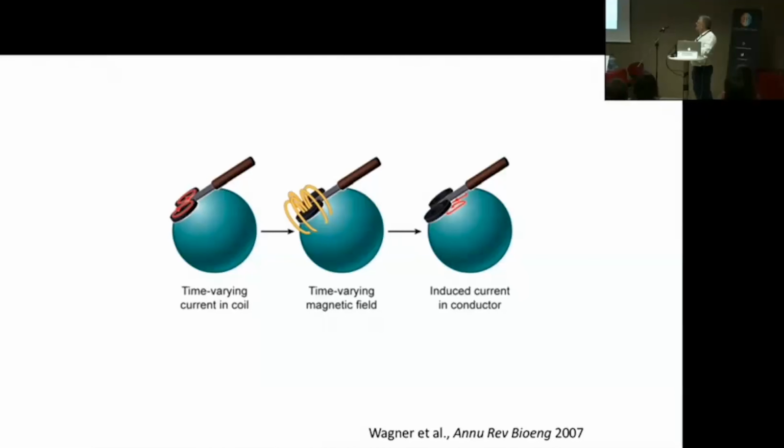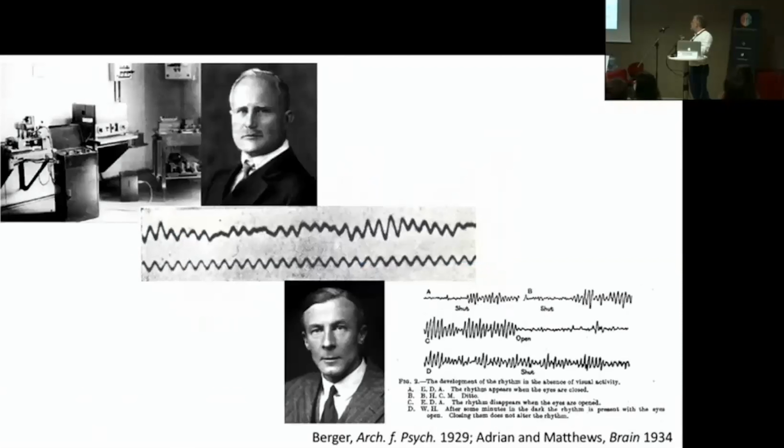An electric current, time varying, is passing through a coil, which is generating in turn a magnetic field, and this magnetic field is generating an electric field that excites neurons that are underlying the coil. And the other technique is an old one, coming from the beginning of the last century, devised by Berger and in a way validated by the Nobel Prize winner Edgar Adrian.